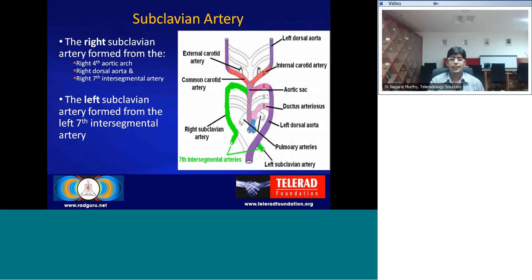The subclavian artery on the right side is formed by the right fourth arch, part of the right dorsal aorta, and seventh intersegmental artery. The left subclavian artery is entirely derived from the left seventh intersegmental artery.